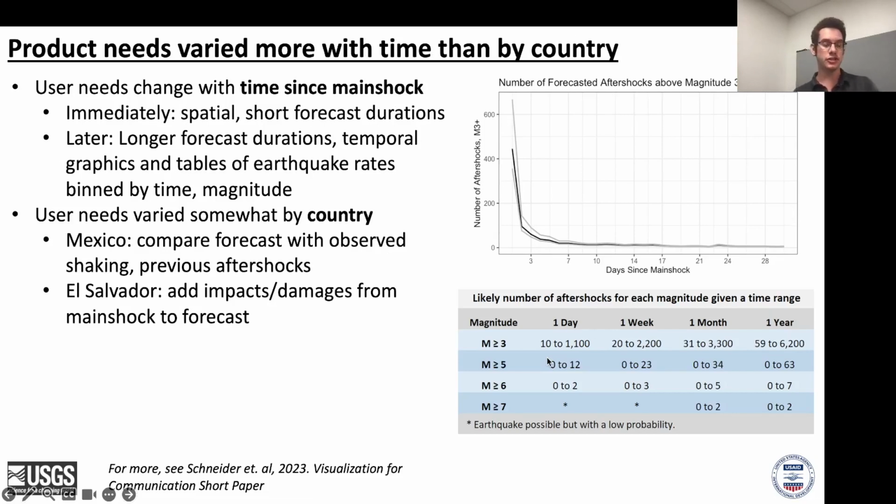We also found that user needs changed with time since the main shock. So right away, they wanted the spatial information and they wanted it for short forecast durations. But later on, when the task shifted from earthquake response to recovery, they wanted longer forecast durations, and they also wanted more information about rates. They wanted to see how those rates would change with time, and they wanted to see tables like this of earthquake rates binned by the time and magnitude. We did find that there was some variation by country, but it was actually smaller than by profession and time since the main shock.